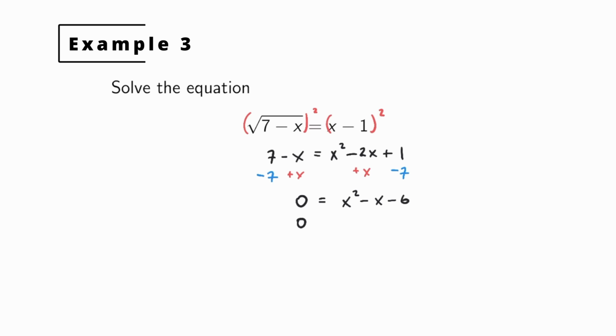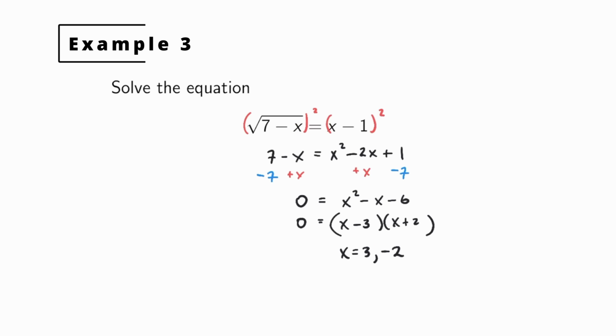And that will factor. We'll end up with x minus 3 times x plus 2. Now this equation will have two solutions then, right? Because if I have a product of two numbers, x minus 3 times x plus 2, and that product equals 0, one of them has to be 0. So either x is equal to 3 or negative 2.